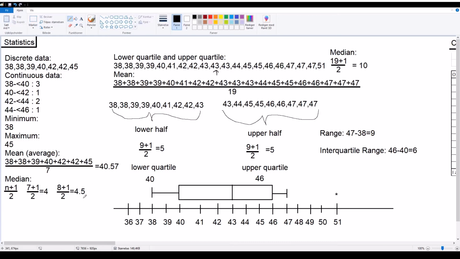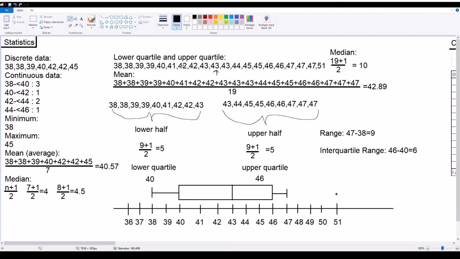One important point is that if you have something like this, where the median position equals something which is not a whole number, not a natural number, you have to take the average between the two middle numbers. So in this case with 4.5, you would have to take the average between the fourth number and the fifth number. And this is not the case for this data set here.